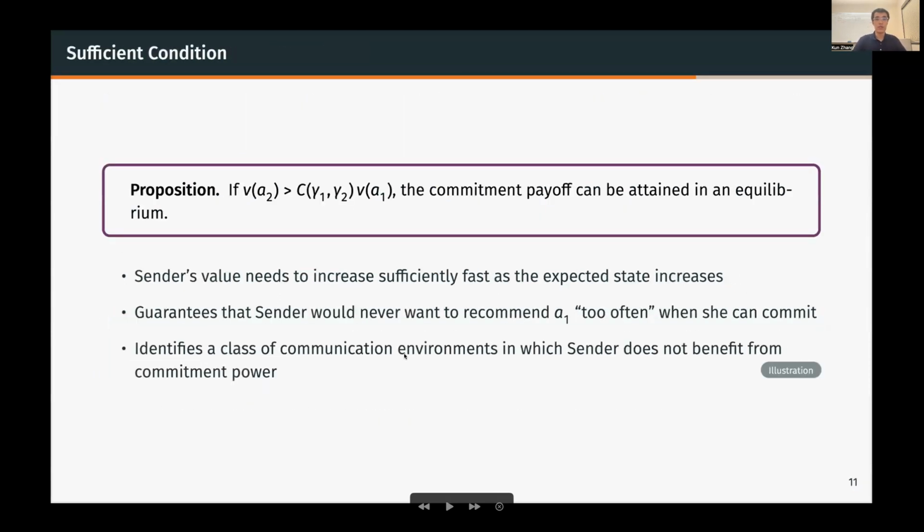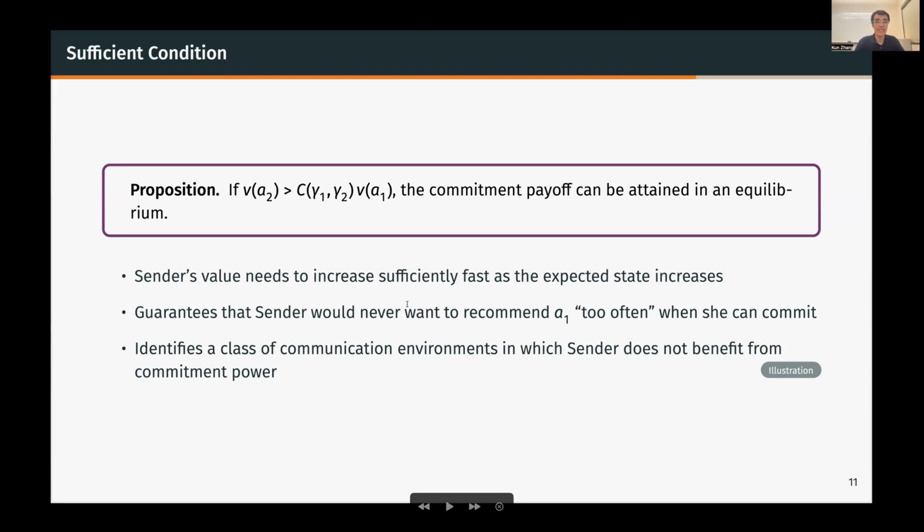The last result identifies a sufficient condition for attaining commitment payoff in an equilibrium. It says that if sender's payoff from action A2 is sufficiently high compared to her payoff from action A1, then the commitment payoff can be attained.